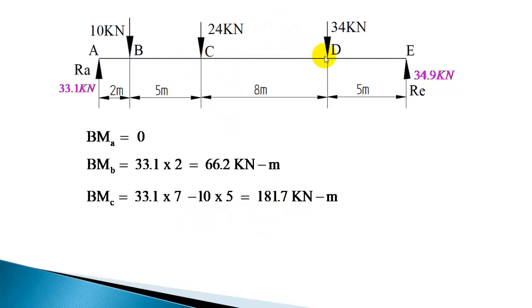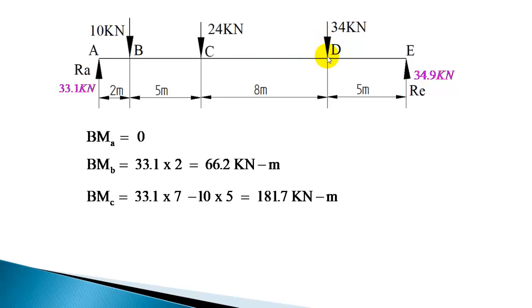Now let us find out the bending moment at D. Now considering these left side forces, there are 3 forces. 33.1 will produce a moment. This distance is 15. So 33.1 into 15, clockwise rotation with respect to point D. This 10 will produce an anti-clockwise rotation with respect to this point D. So minus 10 into 13. This distance is 13. And also 24 will produce an anti-clockwise rotation with respect to point D. So minus 24 into 8. So that will be the moment summation.